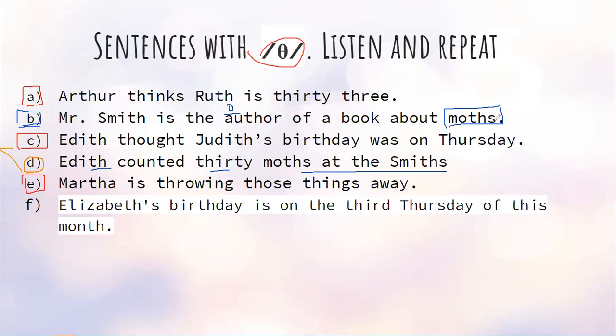Martha is throwing those things away. Mary Poppins, ¿dónde está el sonido aquí? ¿En qué palabras? And throwing those things. ¿Dónde más? And those. Martha, entonces, Martha. ¿Y qué sonido está en esto? En el este. Those. Ese mismo.